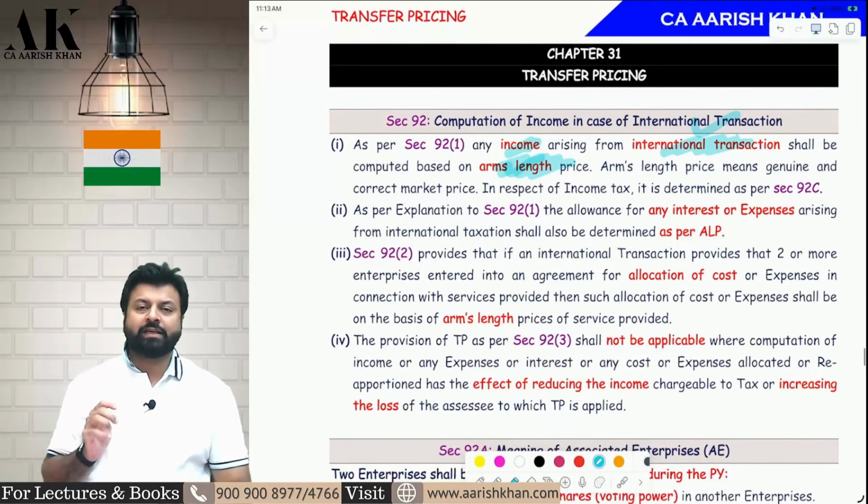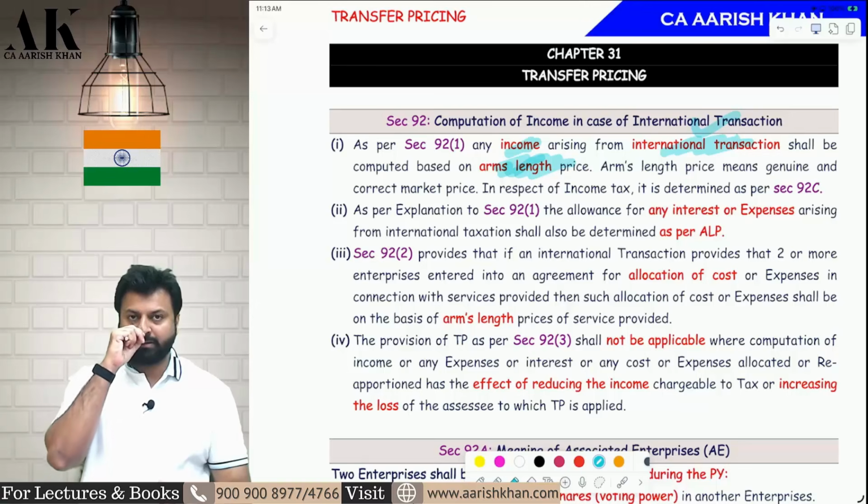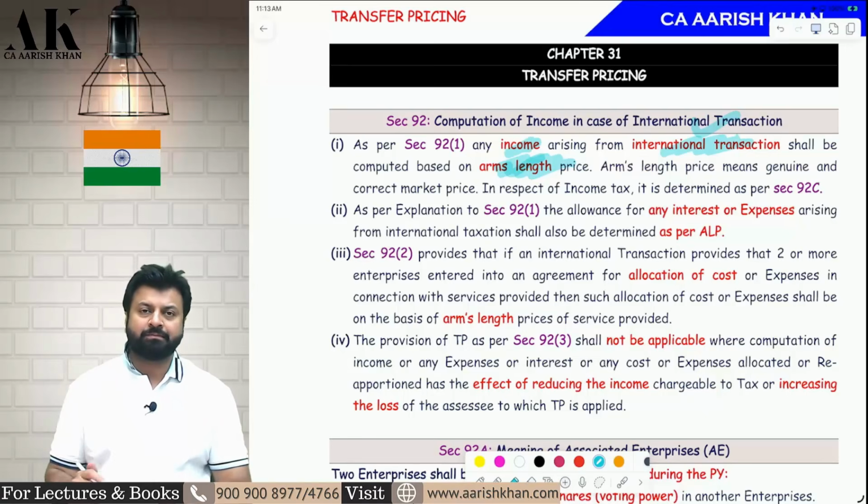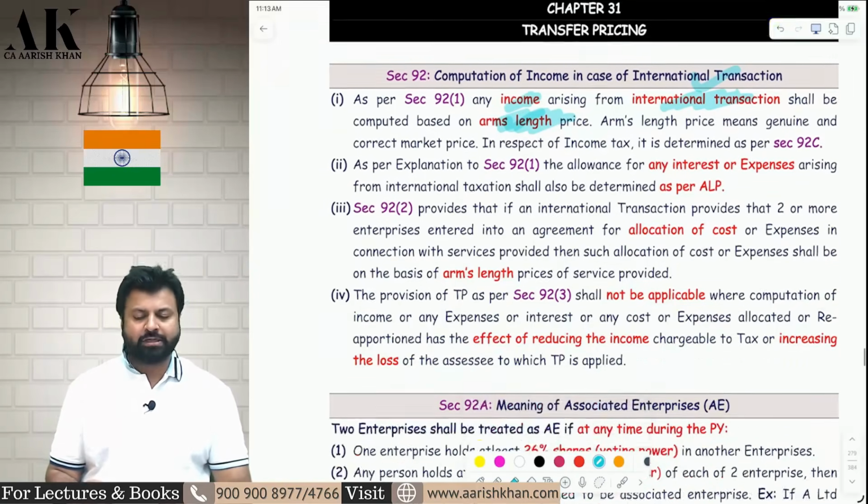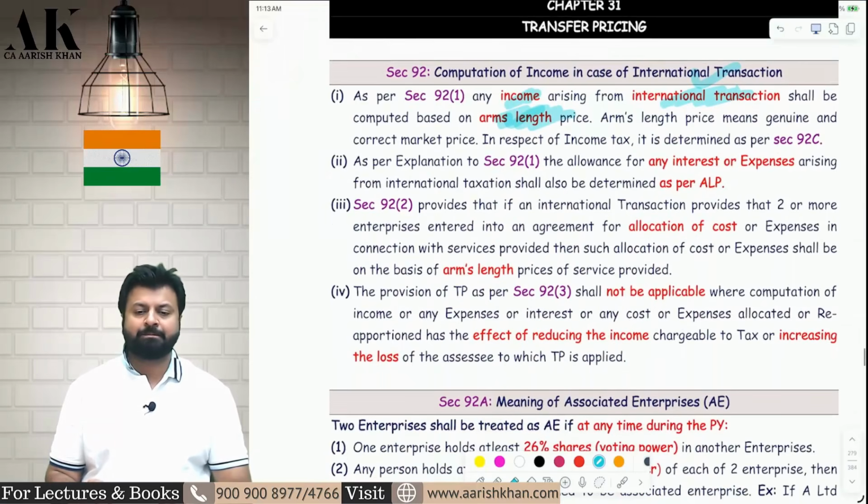Now, this section is not only applicable for international transactions, but it is also applicable to certain specified domestic transactions mentioned under 92BA, which we will see later on. The majority of the chapter is important from the perspective of international transactions. But yes, transfer pricing is not only applicable to international transactions, it is also applicable to certain domestic transactions, not all, which we will see after some time.